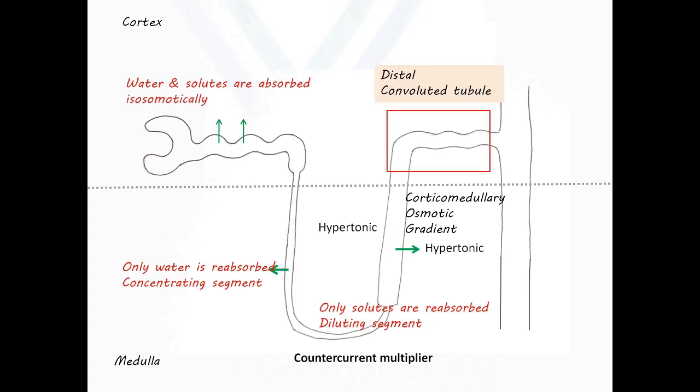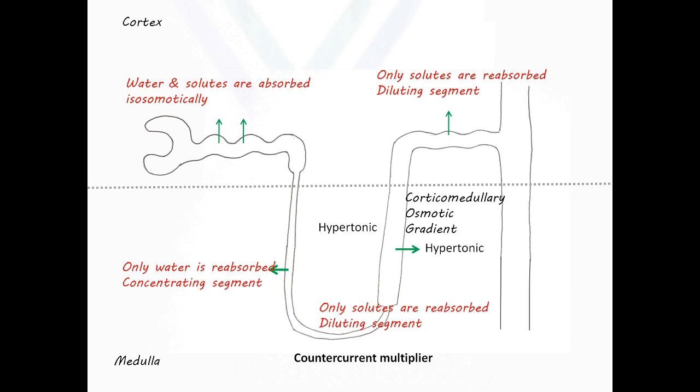This is the distal convoluted tubule. It's just like the thick ascending limb of the loop of Henle. This part is also only permeable to solutes with the help of certain symporters, and it is impermeable to water. So this is also a diluting segment. This is the collecting duct, and the tubular fluid entering the collecting duct is hypotonic.